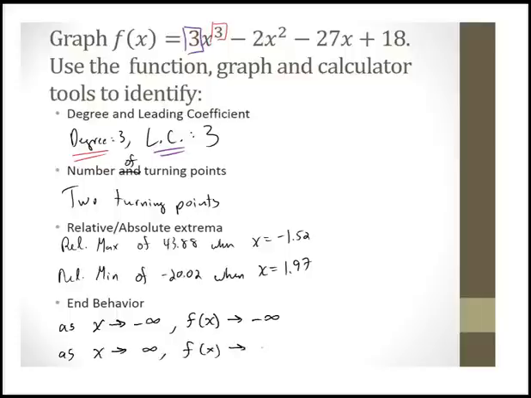positive infinity. Alright, so as x approaches negative infinity, that's far to the left, the function goes to negative infinity, down. As x approaches positive infinity, as we move to the right, the function approaches positive infinity, up.